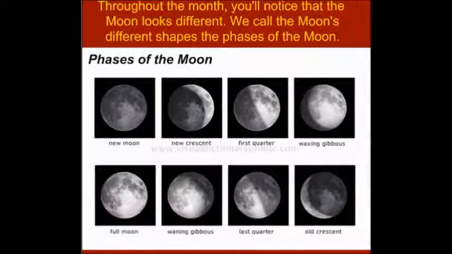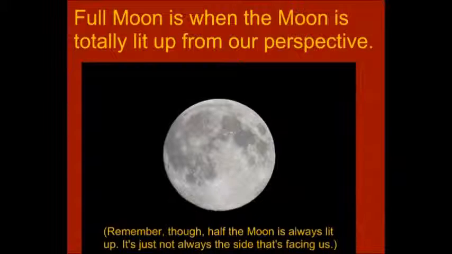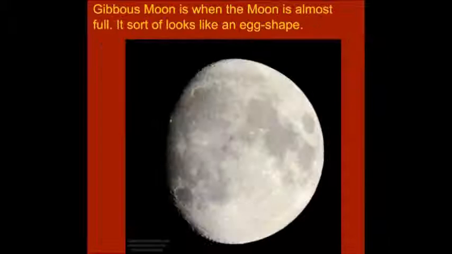Throughout the month, you'll notice that the moon looks different. We call the moon's different shapes the phases of the moon. The first part of the name refers to whether it's waxing or waning, and the second part refers to the shape of the moon. The full moon is when the moon is totally lit up from our perspective. Remember, though, that half the moon is lit up. It's just not always the side that's facing us.